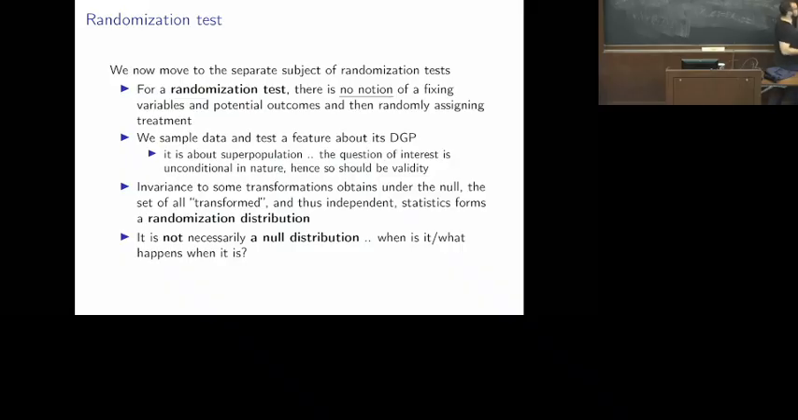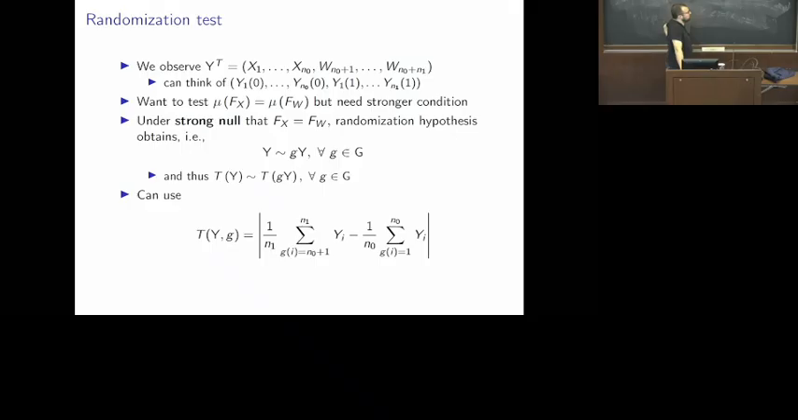Invariance to some transformations, our group, the group elements, obtains under the null, hopefully only under the null, and the set of all transformed and therefore independent statistics forms the randomization distribution. I think I'm using this term a bit loosely here. It's not necessarily a null distribution, and that's already a first contrast with the Fisher test. Unless you have a rank test, there's no reason to think that your randomization distribution is a null distribution.